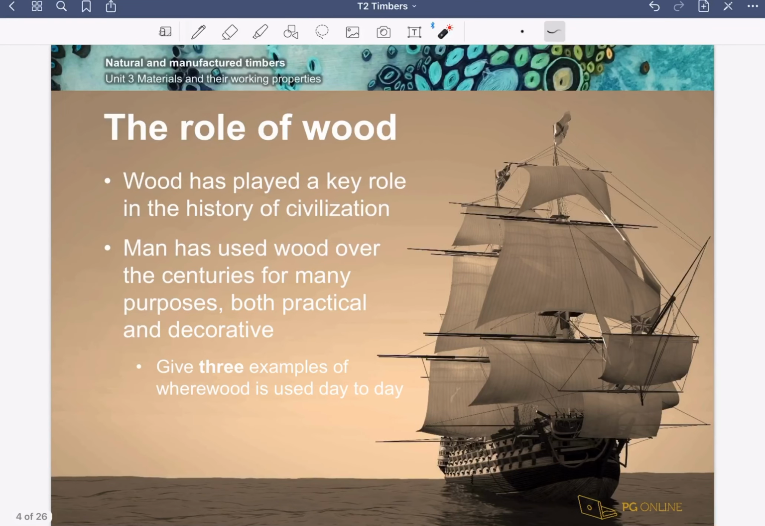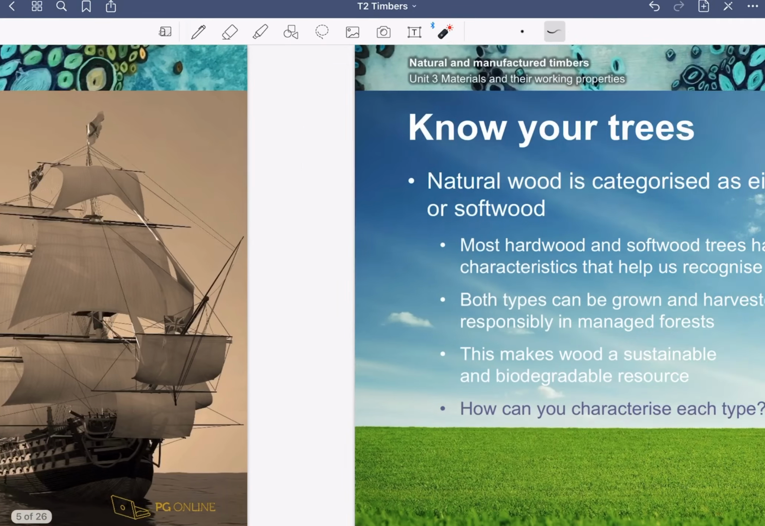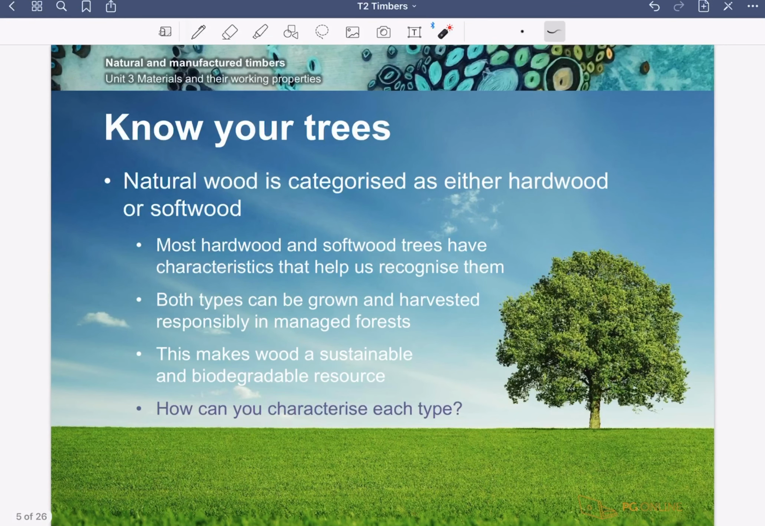So, obviously wood's been around a long time now. We've used wood for a plethora of things that has played a key role, as it says here, in civilization. You haven't got a section for this. It's just giving us a bit of background that we've used wood for an awful long time now. Probably our primary material of choice for manufacturing pretty much anything and everything we have created in the history of man. Now, we do need to know something here, that we need to understand that our trees are either hardwood or softwood.